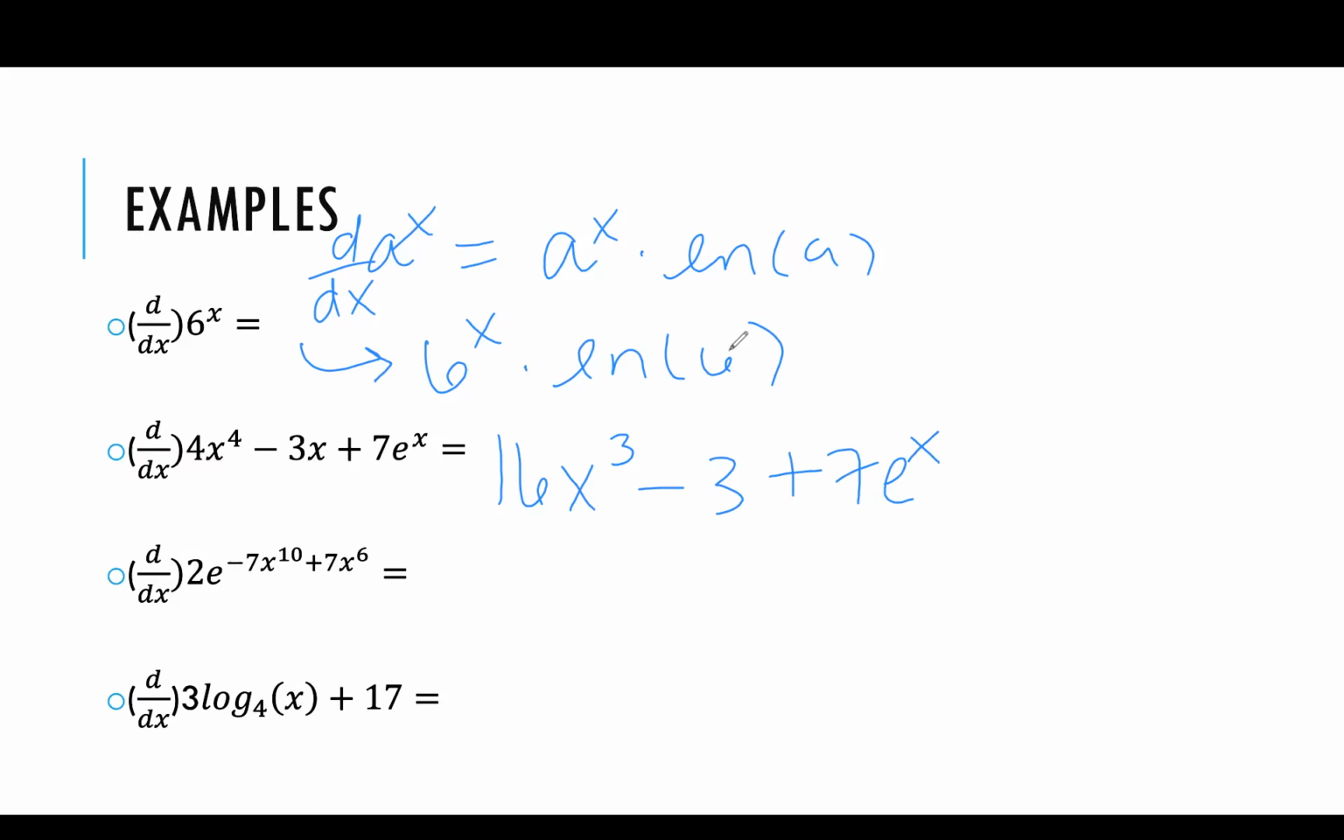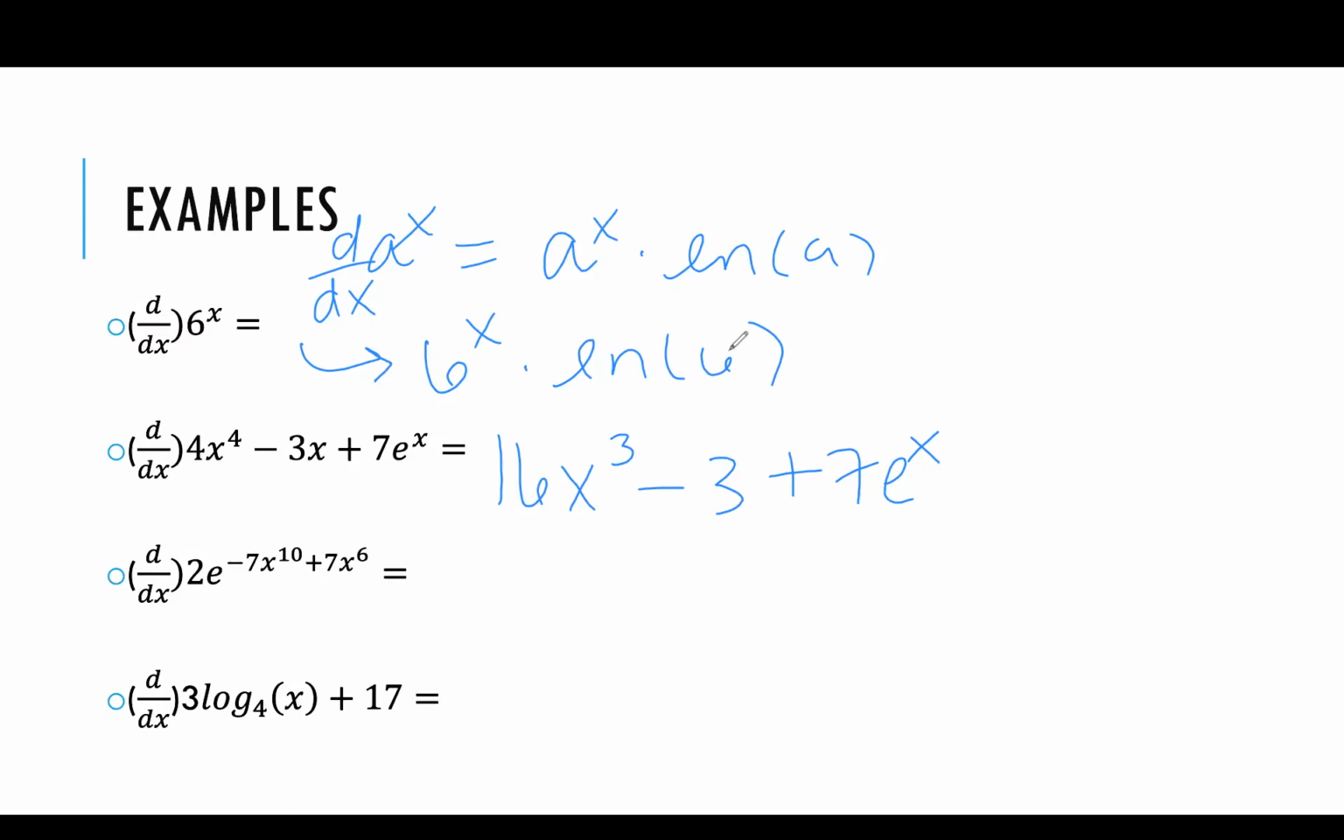So for this one, we actually need to use the chain rule. And if you're unfamiliar with the chain rule, please check out my video on the chain rule. So basically, we have our outside function, which is e to the x, and then we have this other function that is embedded in the e to the x, right? Because our other function here, we have negative 7x to the 10th plus 7x to the 6th. That is taking place of our x. Normally, that is in our exponent, right?